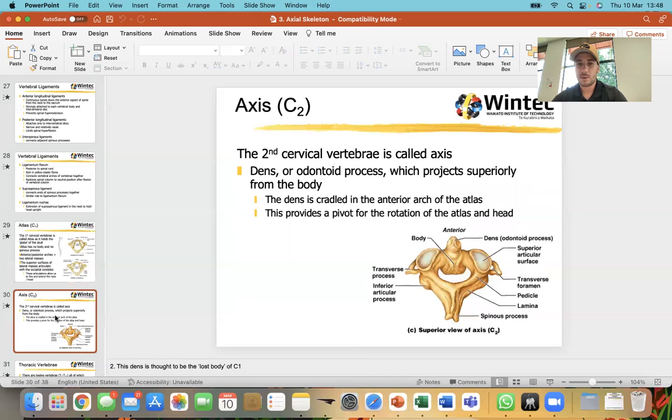And then we have the next one, which is axis. So axis, just like following an axis, so being able to turn left and right. The second vertebrae is called axis for that purpose. Okay, the dens, or the odontoid process, which projects superiorly from the body. The dens is cradled in the anterior arch of the atlas, and it provides a pivot and rotation for the atlas of the head.